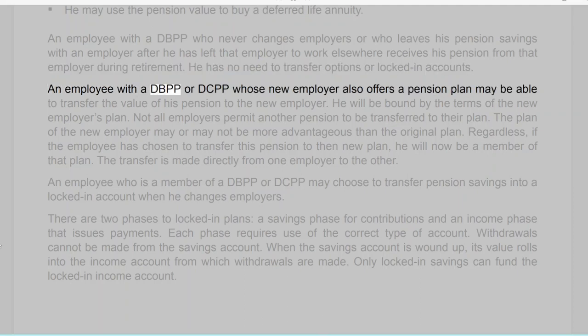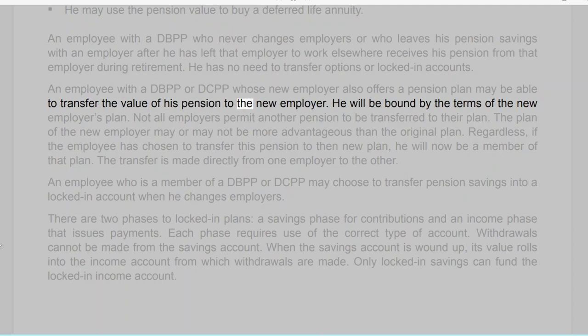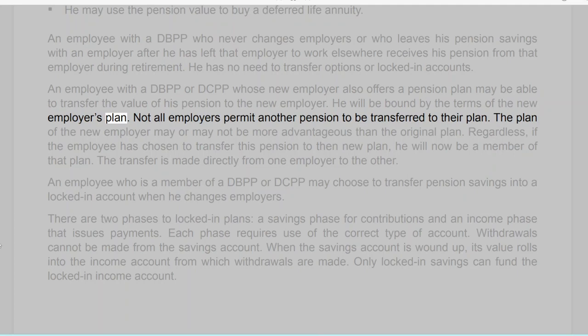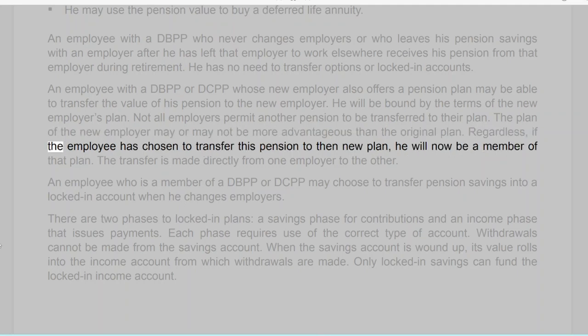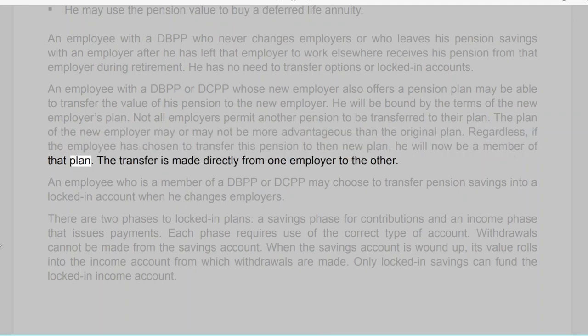An employee with a DBPP or DCPP whose new employer also offers a pension plan may be able to transfer the value of his pension to the new employer. He will be bound by the terms of the new employer's plan. Not all employers permit another pension to be transferred to their plan. The plan of the new employer may or may not be more advantageous than the original plan. Regardless, if the employee has chosen to transfer this pension to their new plan, he will now be a member of that plan. The transfer is made directly from one employer to the other.